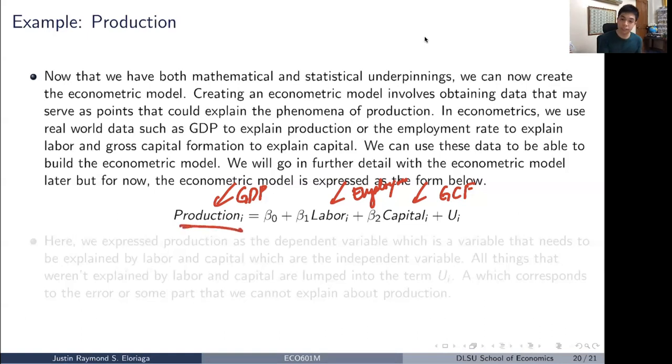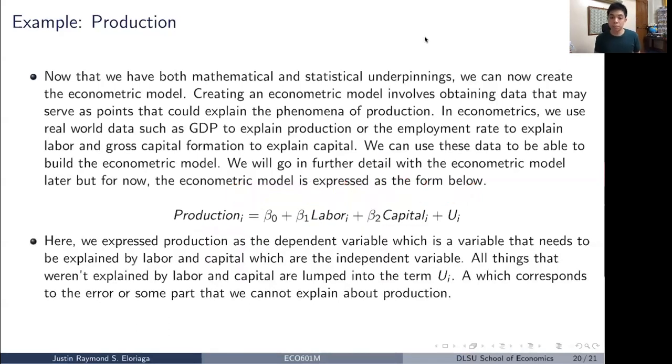GDP, or production, is explained by labor and by capital. Labor has a contribution, beta 1, and capital has a contribution, beta 2. Essentially, you can think of beta 1 as the alpha we've had earlier, and beta 2 as the beta we've had earlier. Your returns to capital and your returns to labor, right? So here we express production as the dependent variable, the variable we'd like to explain the variation of, and your independent variables are your capital and your labor.